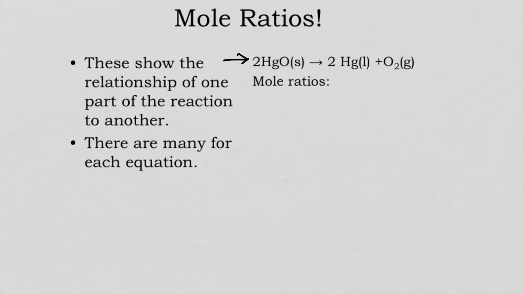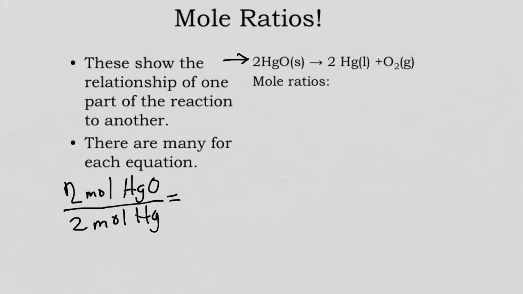So if I start off, I can show 2 moles of HgO is going to relate to 2 moles of Hg. And that is equivalent in value to its reciprocal, I think I'm using the right math term, 2 moles of Hg over 2 moles HgO. So those are equal in value, and those are 2 of our many types of mole ratios. Again, depending upon your situation, you'll use one or the other.